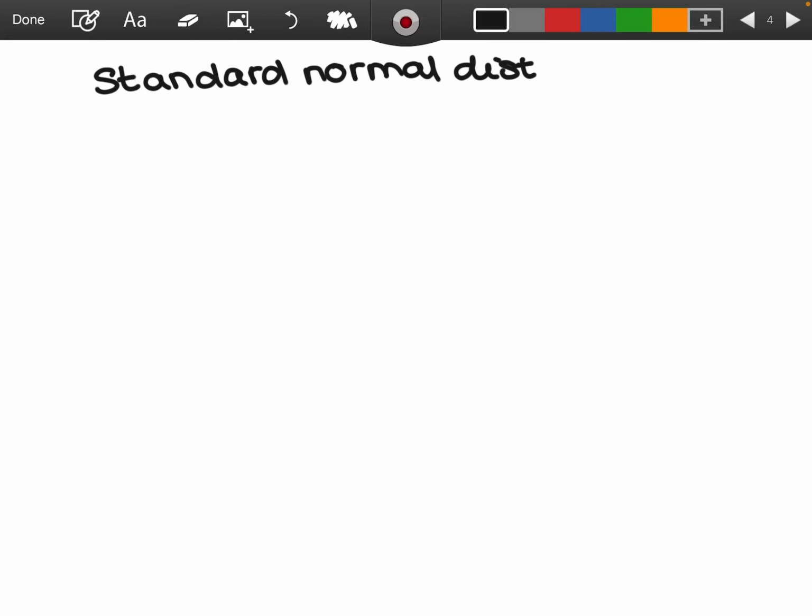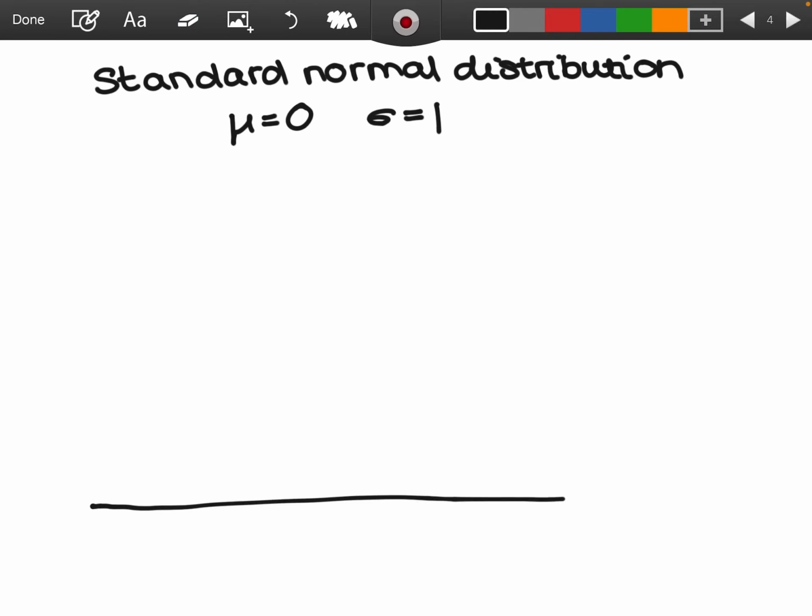We're going to look more at this next part in the next video, but what I want to look at specifically is something called the standard normal curve, or the standard normal distribution. The standard normal distribution is a curve that has a mean of 0 and a standard deviation of 1.